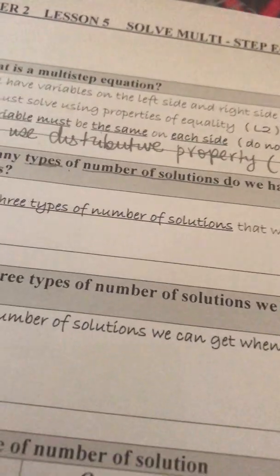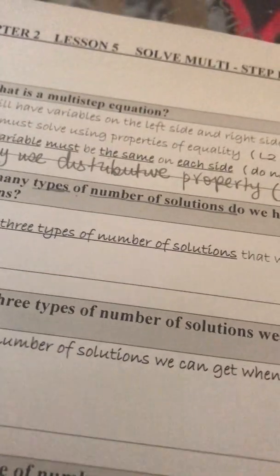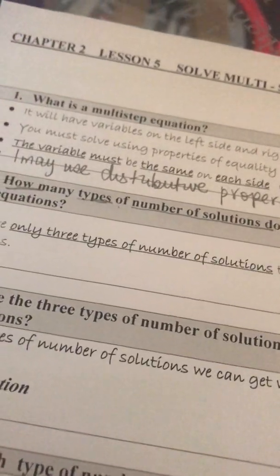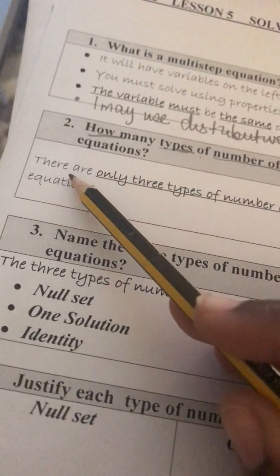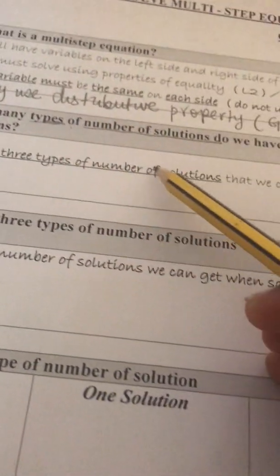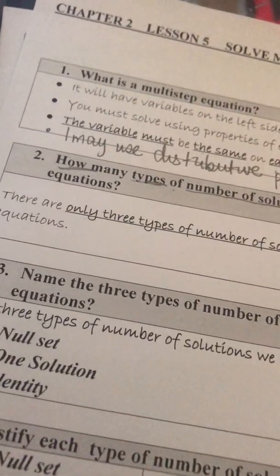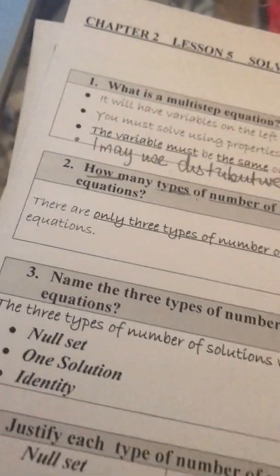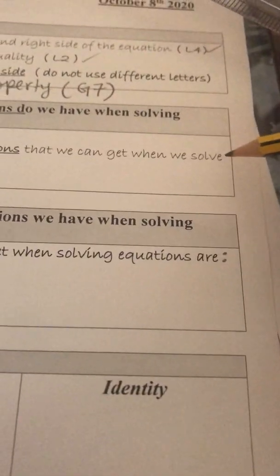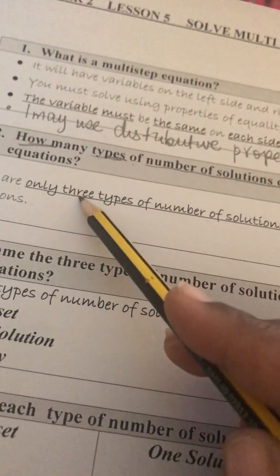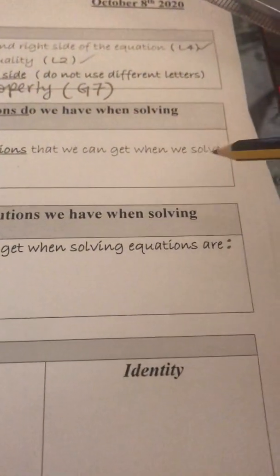So, what does this question say? You will be given an equation. You will solve. At the end, there will be an answer. This answer will tell you how many numbers of solutions you have. Okay? So, I wrote here, there are only 3 types of number of solutions. You must know these 3 types. So first of all, how many types of numbers of solutions do we have? We have 3 types, okay? That we can get when we solve equations. Again, there are only 3 types of number of solutions that we can get when we solve equations. You will see what I mean when I explain more in the next steps.